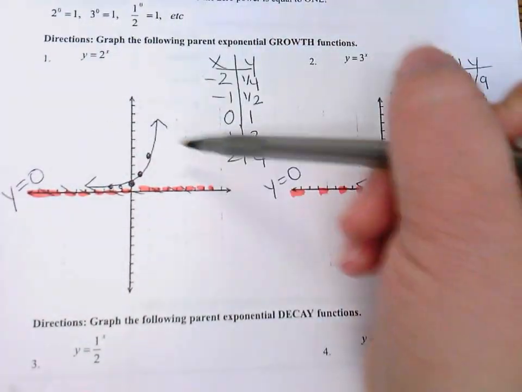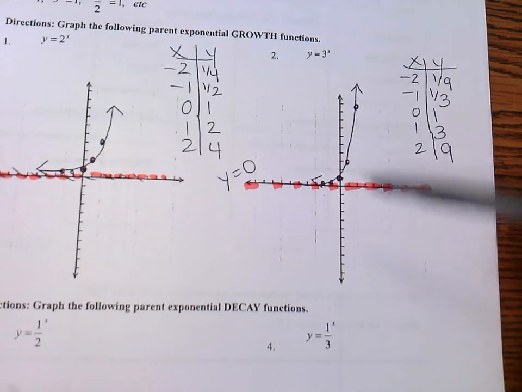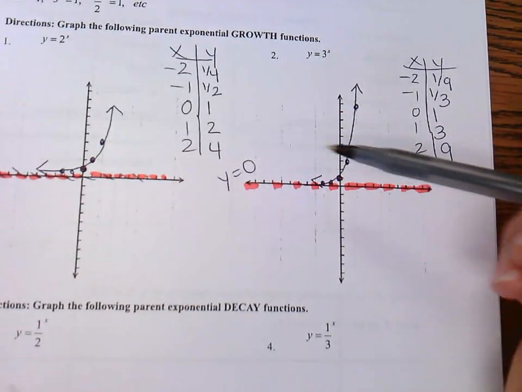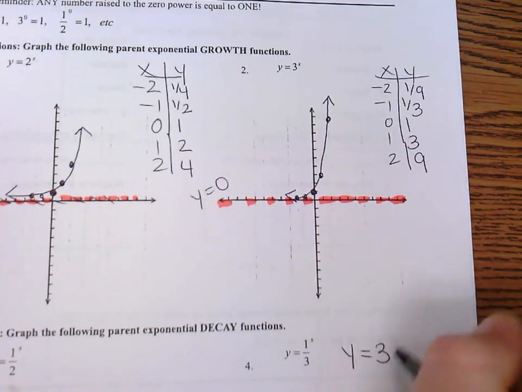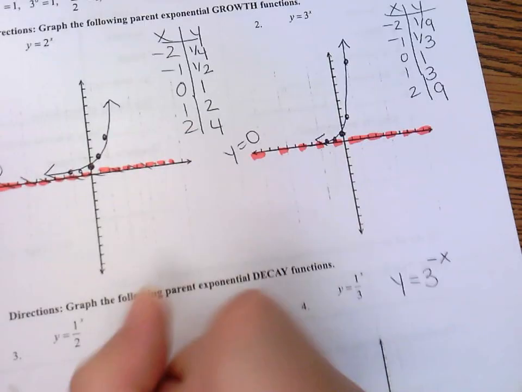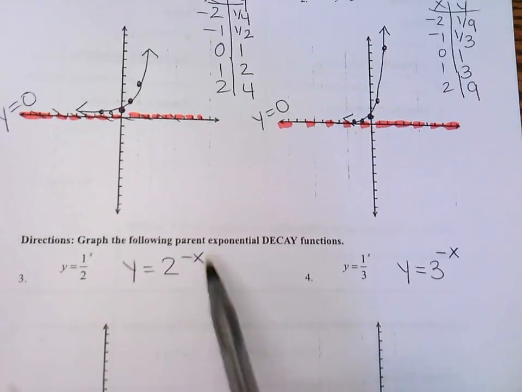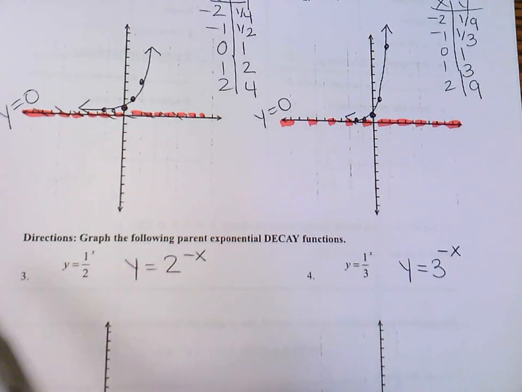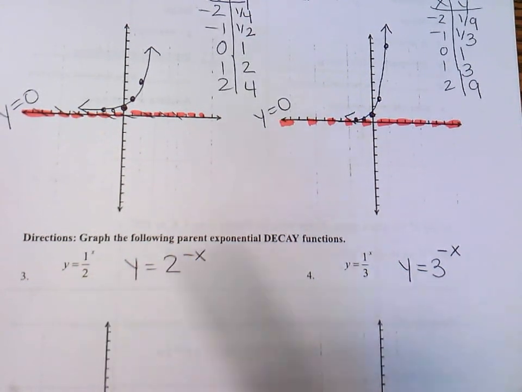Basically, 1/2 to the x is going to be this graph flipped over the y-axis. And same thing with 3 to the x and 1/3. It's going to be flipped over the y-axis. Think about your transformation rules, right? This is 3 to the negative x power. This is 2 to the negative x power because remember the negative x flips it over the y-axis. Isn't 2 to the negative first power 1/2?